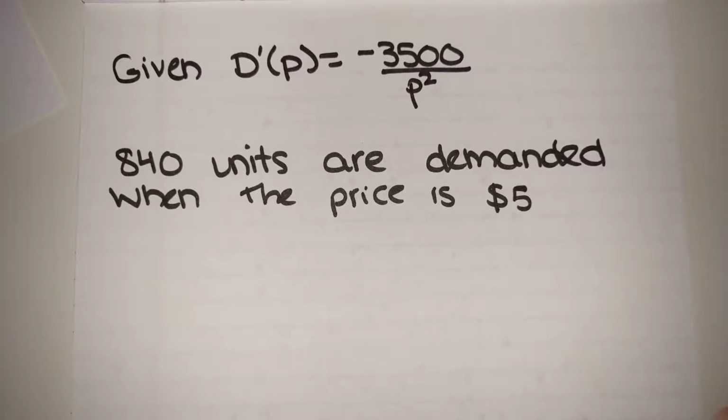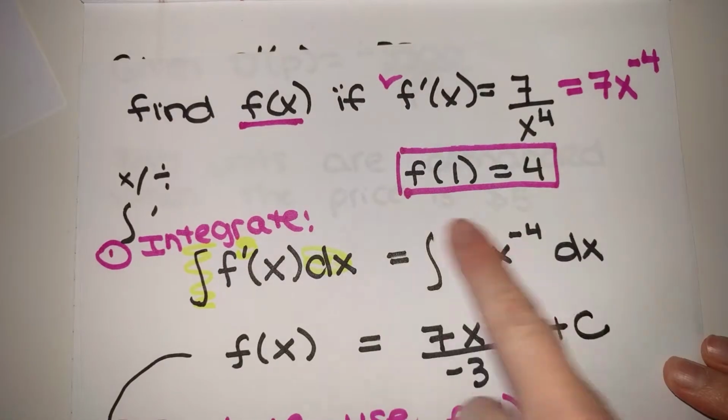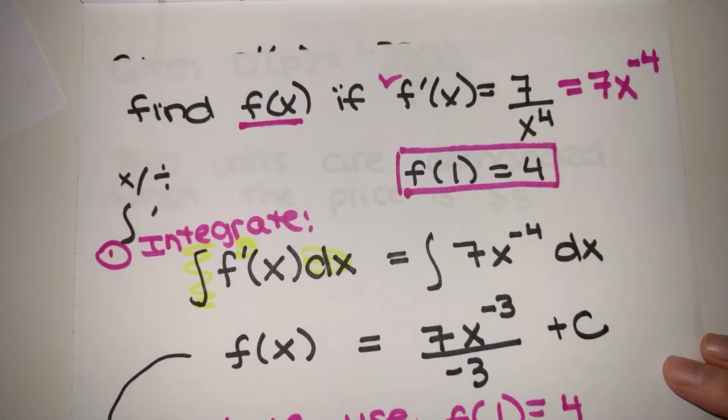All right, so here we were given a demand function's derivative, and then a statement about how 840 units are demanded when the price is $5. So previously what happened is they gave us the derivative, but then they also gave us a function evaluation, like f of 1 is equal to 4. And then we integrated and found our c.